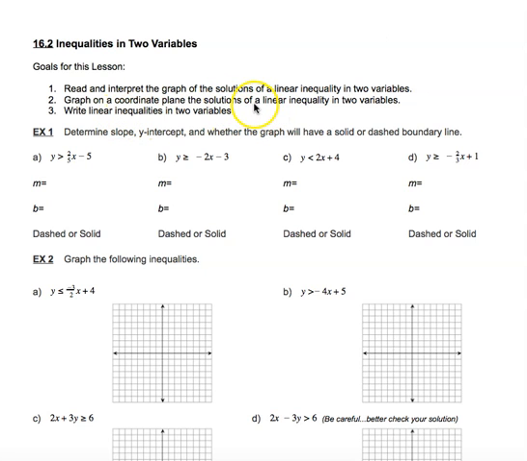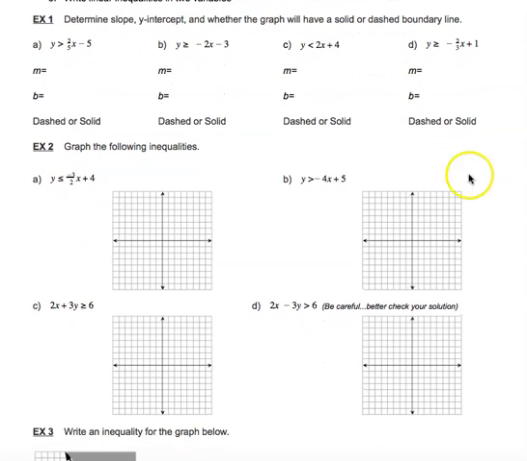We want to be able to graph it on the coordinate plane ourselves, and then we want to be able to write linear inequalities in two variables. So in example one, we're just kind of building up the important little pieces, very similar to what we did in the last example for 16.1. All of these inequalities are given to us in slope-intercept form. So just like we did in the last lesson, we want to identify my slope, my y-intercept, and decide whether the boundary line should be dashed or solid.